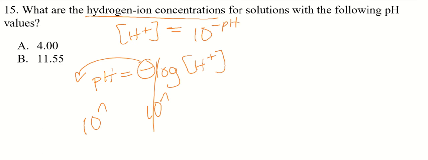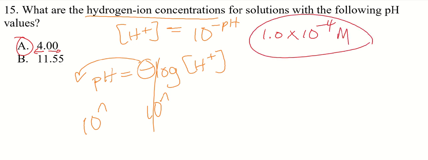We don't need a calculator for part A actually, because it's a whole number. So remember, the digits to the left of the decimal of a pH value is controlled by the exponent, and the decimals to the right is controlled by the coefficient. So this one's simply going to be 1.0 times 10 to the negative 4. The unit is molar, moles per liter, and that's our answer to part A.